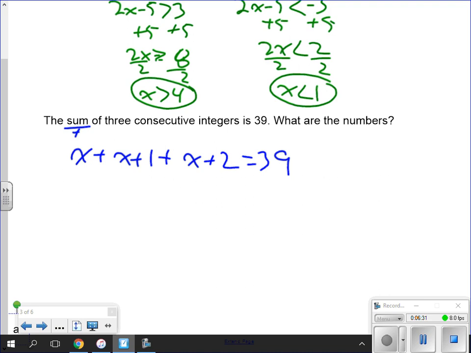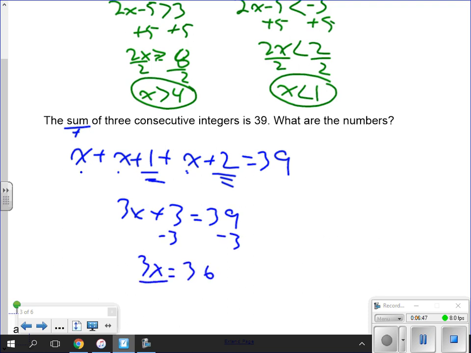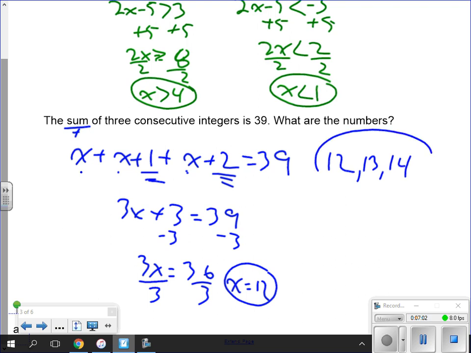So how many x's do I have? I have 1, 2, 3 x's. So I have 3x plus, and then 1 plus 2 is 3, is equal to 39, and I solve that. Subtract 3. 3x is equal to 36. Divide by 3. And I get x is equal to 12. So 12 is my first number. X is 12. 12 is my first number. And then I have 13 and I have 14. 12, 13, 14. That's how you do that.